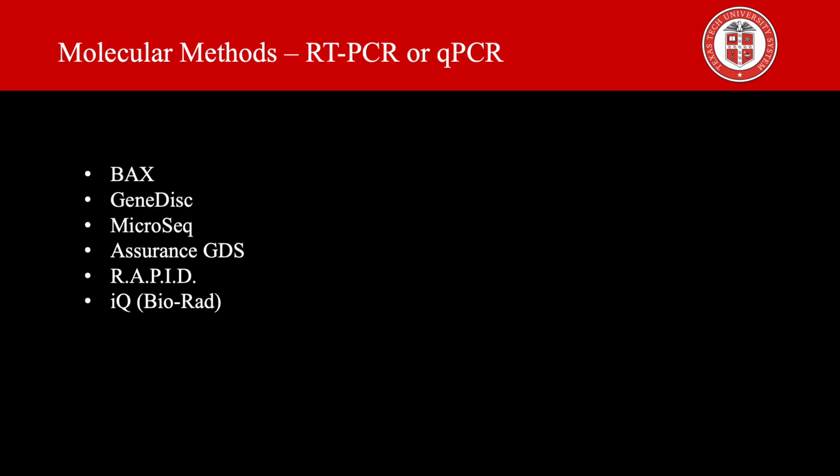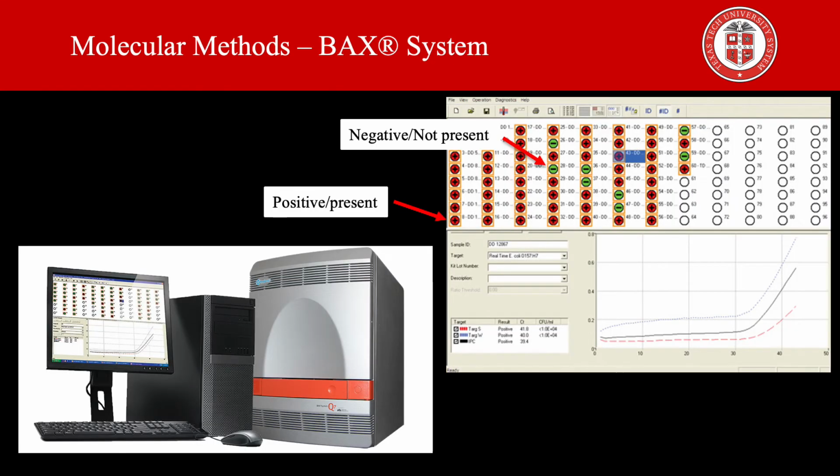So there are many techniques used in order to perform RT-PCR or qPCR. Some of them are the BACS system, the GeneDisk, the Microsec, the Assurance GDS, the RAPID, and iQ from Bio-Rad. First, we have the BACS system.